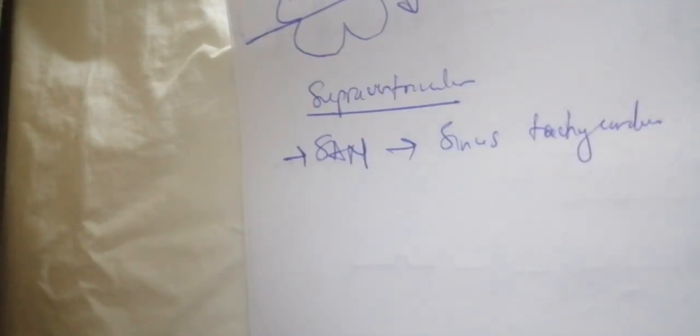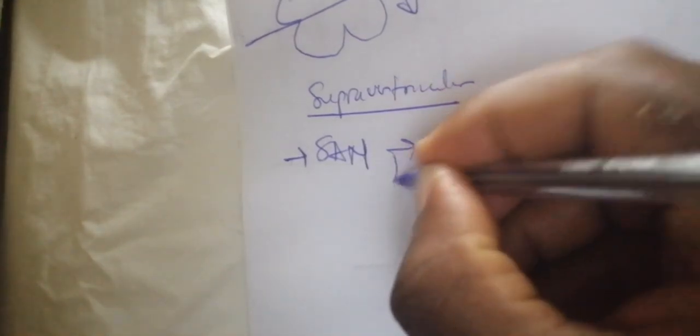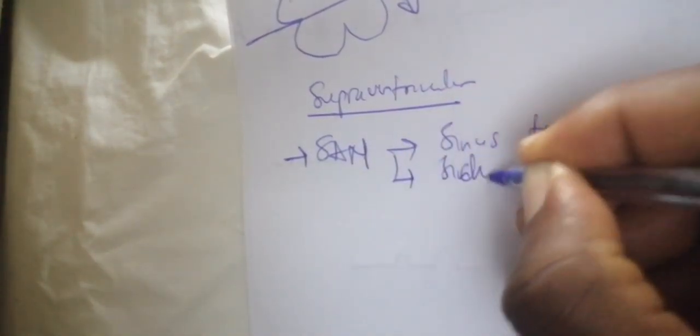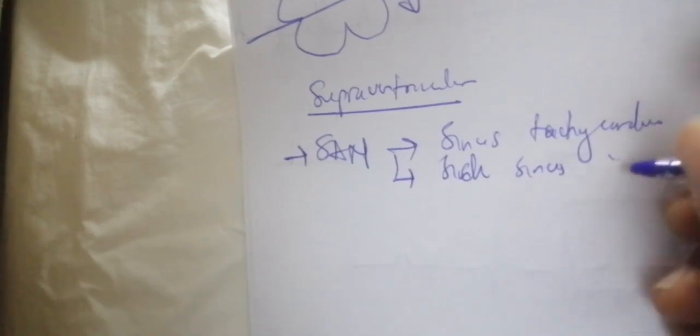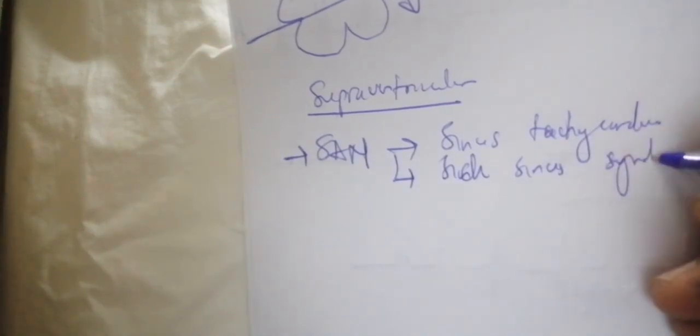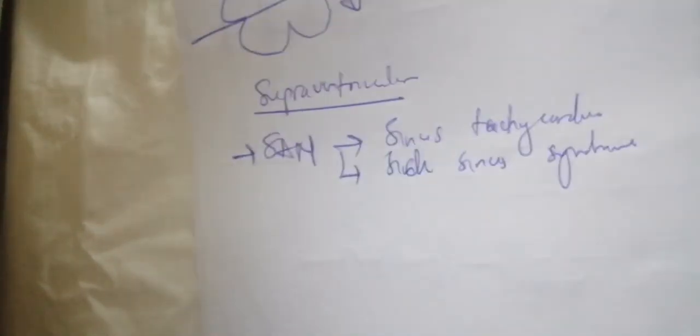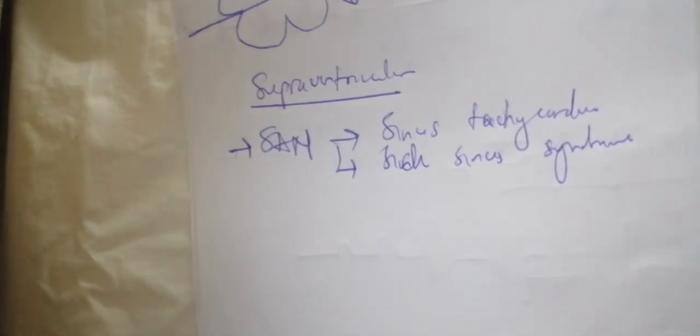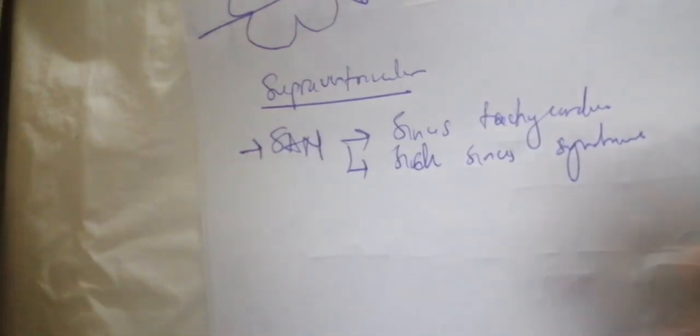Now, the next abnormality that you can have in supraventricular arrhythmia is sick sinus syndrome. Is it clear? In sick sinus syndrome, you have a sinus rhythm, but you have a bradycardia. Is it clear? So that's sick sinus syndrome. Those are the different things that you have to visualize.